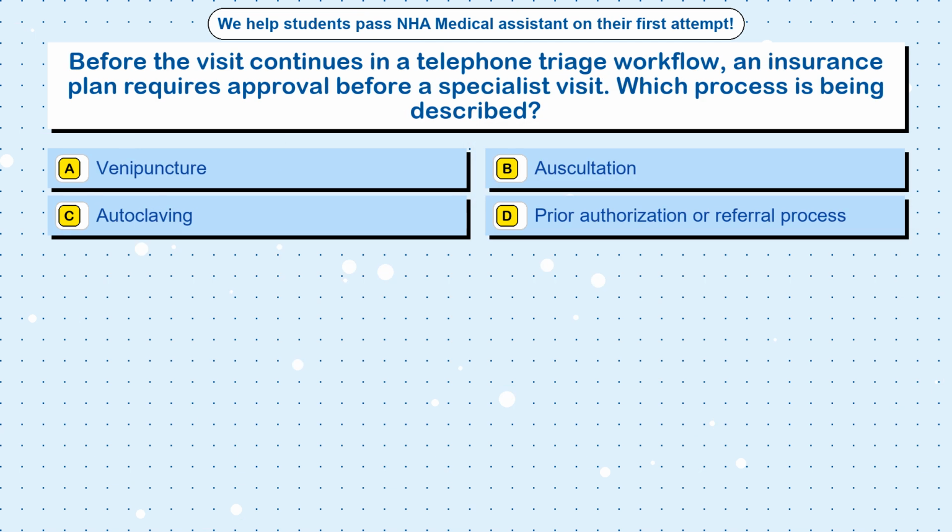Question 97. Before the visit continues in a telephone triage workflow, an insurance plan requires approval before a specialist visit. Which process is being described? Option A, venipuncture. Option B, auscultation. Option C, autoclaving. Option D, prior authorization or referral process.